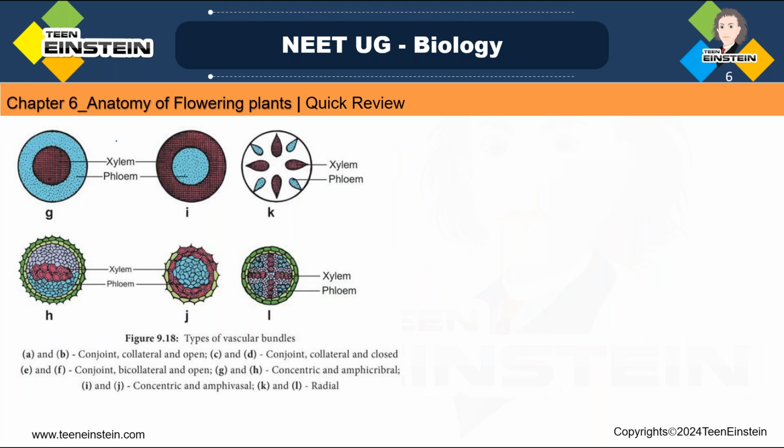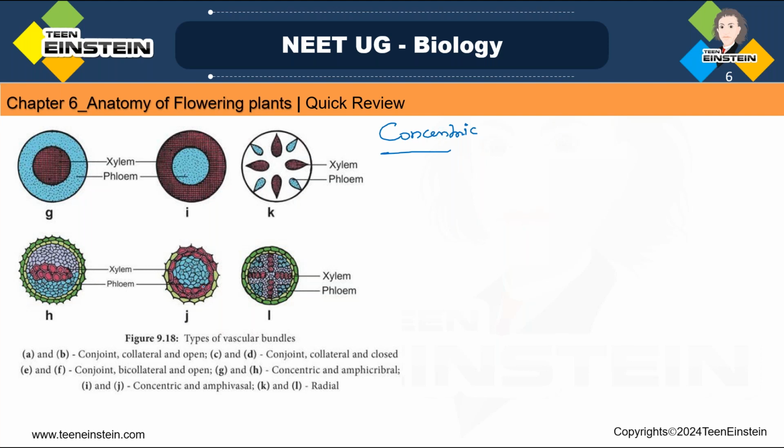Next, the concentric vascular bundles. In concentric vascular bundles, xylem surrounds the phloem completely, or the phloem surrounds the xylem completely. Here you can see the concentric vascular bundles. Either xylem surrounds the phloem or phloem surrounds the xylem.